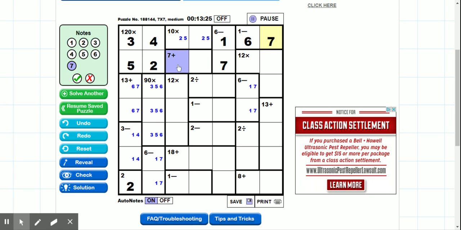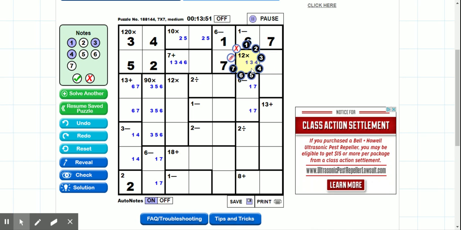We need two numbers that can add to 7. So it could be 1 and 6. So if we had 1 and 6 here, then the only numbers left in this row would be 3 and 4 here. So that's one possibility. The other possibility is that, so it can't be 2 and 5 because we already have 2 and 5. So it's 3 and 4. Then if we had 3 and 4 there, that would have to be 1 and 6 here.